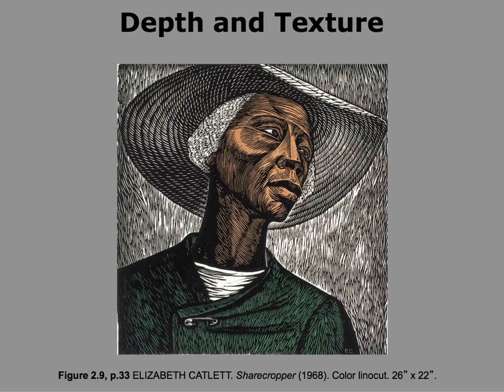Also, notice how, though there's no real cross-hatching here, the difference in the direction of the background, which is mostly vertical, and the brim of the hat, which is diagonal, helps differentiate these two different surfaces in the image, giving it a sense of space.